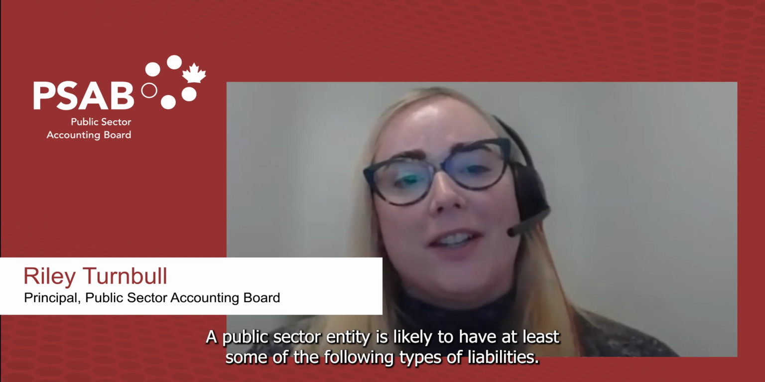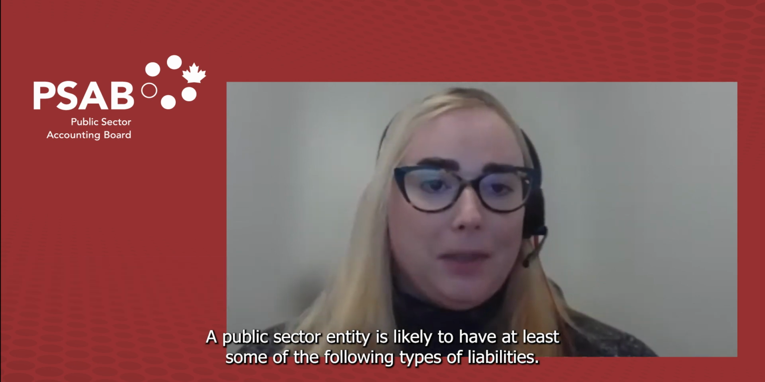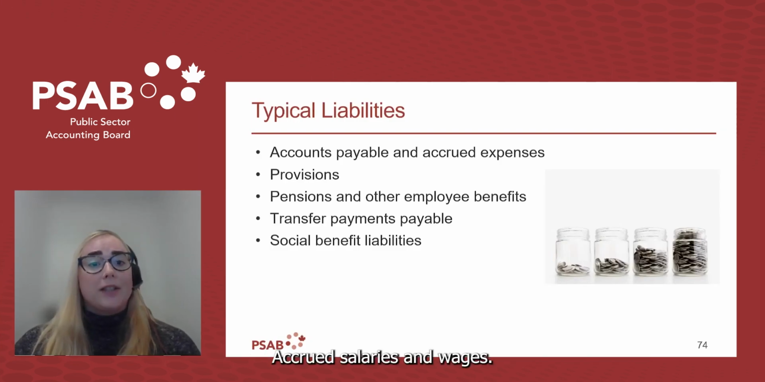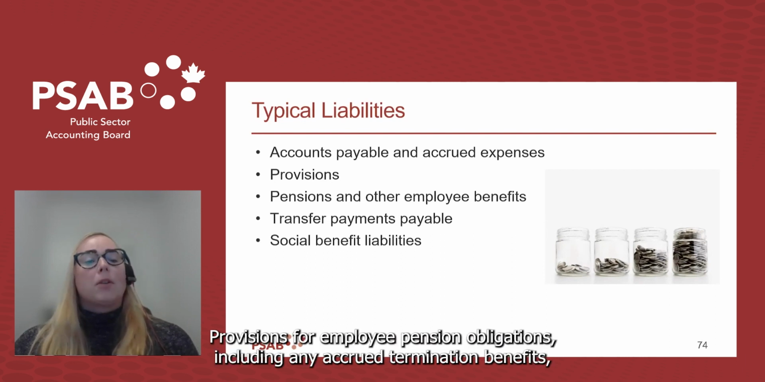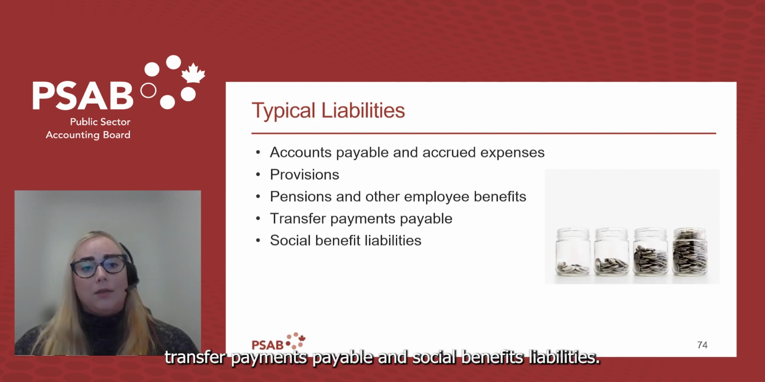A public sector entity is likely to have at least some of the following types of liabilities: accounts payable arising from the purchases of goods and services, accrued salaries and wages, provisions for employee pension obligations, including any accrued termination benefits, transfer payments payable, and social benefits liabilities.